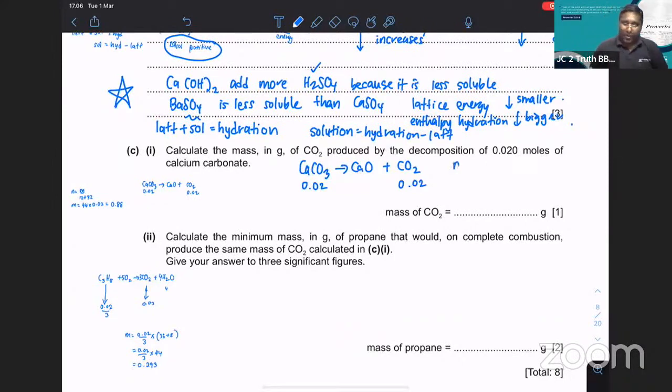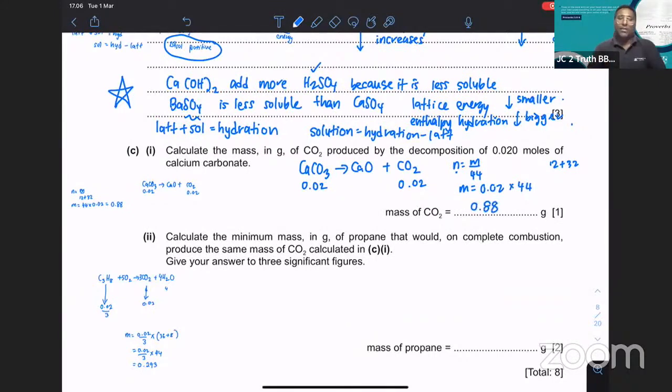We know number of moles is mass over Mr. Carbon dioxide is 12 plus 32, which is 44. So you can calculate the mass. Mass is going to be 0.02, the number of moles, times 44. If you times by 44, you will get 0.88 gram.